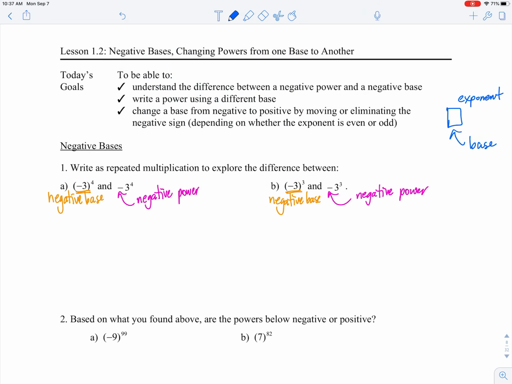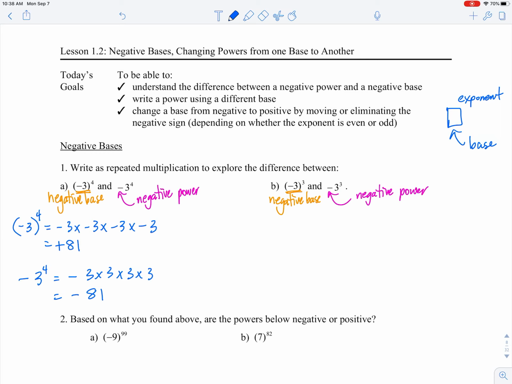For 1a, negative 3 in brackets, so that's the base, to the 4, means it's going to be negative 3 times negative 3 times negative 3 times negative 3. So that gives us 1, 2, 3, 4 negatives, and 4 negatives makes it positive, and 3 times 3 times 3 times 3 is 81. Whereas if we have negative 3 to the 4, then the negative stays up front, and we just have 3 times 3 times 3 times 3. So the negative stays out front, and that's negative 81. So a negative power is always going to be negative.